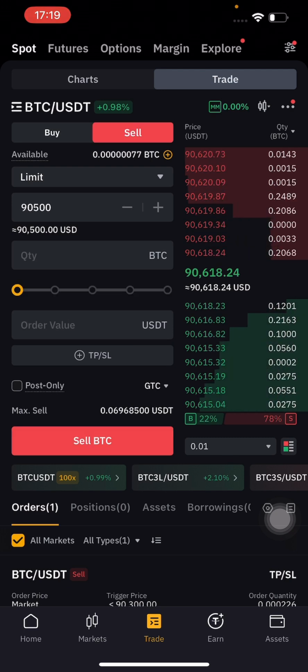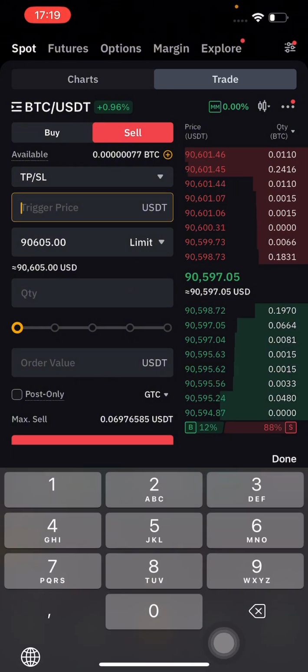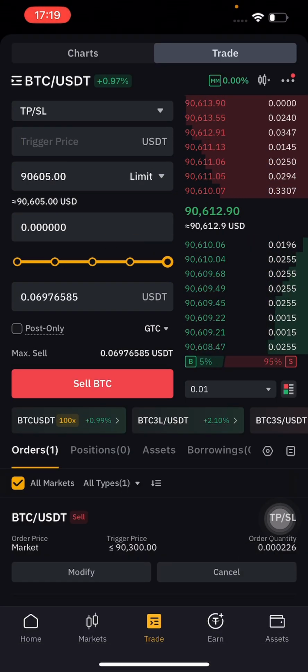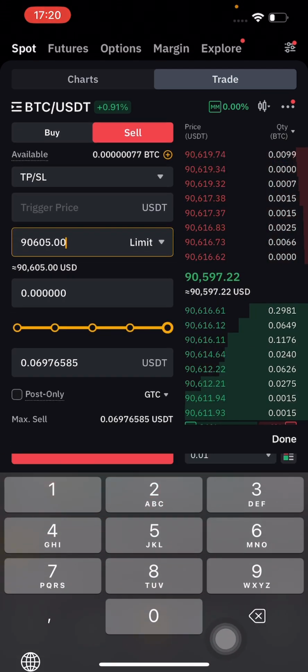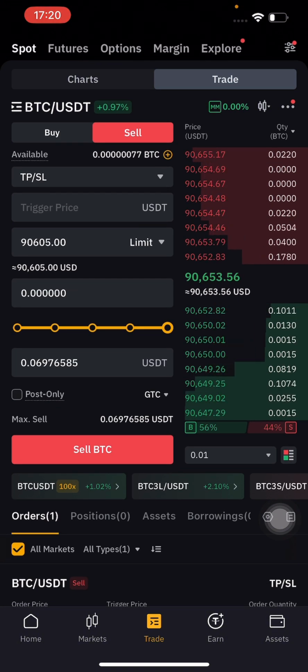Okay, guys, after that, when you want to set your TP and your stop loss, you just come here, TP/stop loss. TP, you enter a price greater than the price at which you bought, and you specify the amount you wish to sell when it reaches that price. Stop loss, you enter a price lower than the price at which you bought, you specify the amount that you wish to sell at the particular price. And that's that with spot trading, guys.